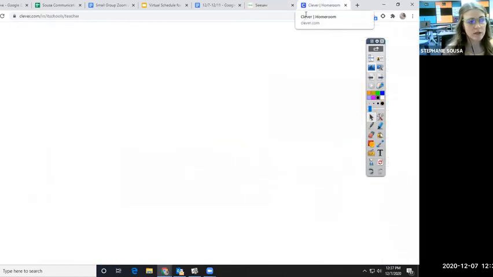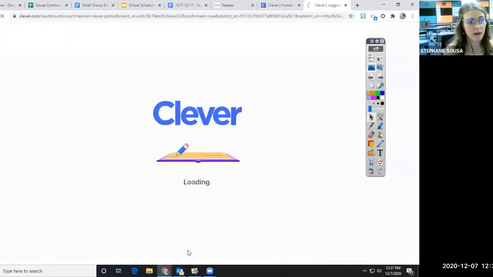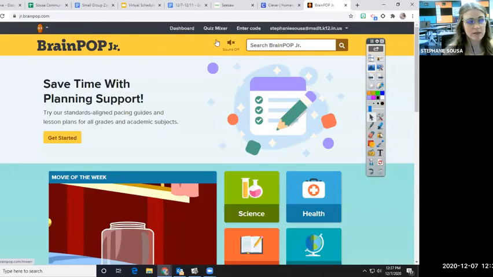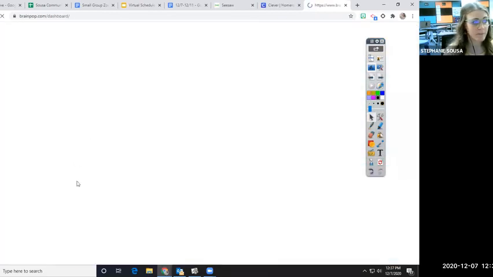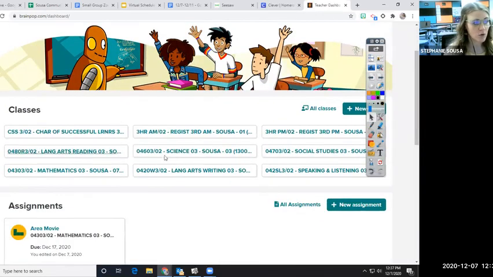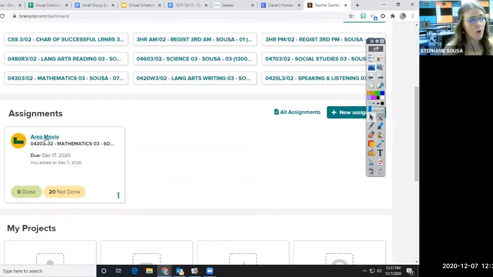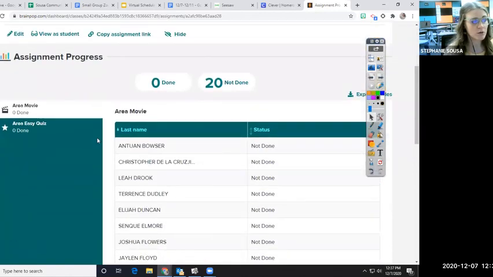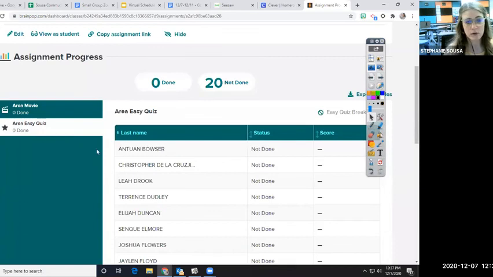So when you go to Clever and you click on BrainPop Junior, you're going to have a little floating icon that's red up here that says assignment 1, and you're going to click on that assignment. I have assigned you watching the area movie and taking the easy quiz. 20 of you haven't done that yet, which is good because I haven't released it to you. So you'll click on the assignment and then it will show you that you are going to watch the movie and you are going to take the easy quiz.